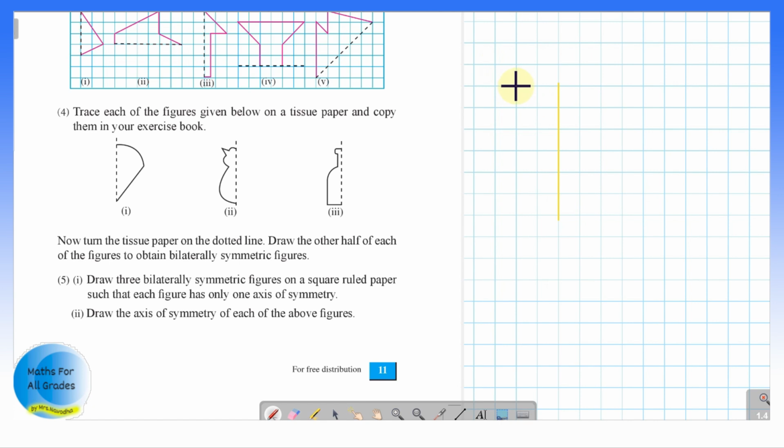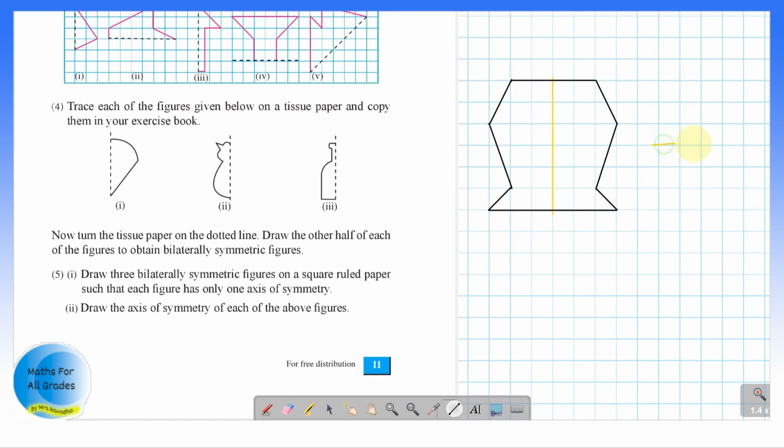Next I'm going to mark vertices here, here, here and here. So now I'm going to mark the corresponding vertices here. This one is 3 squares away, this one is 2 squares away, and this one is again 3 squares away. Next, you can join these points.